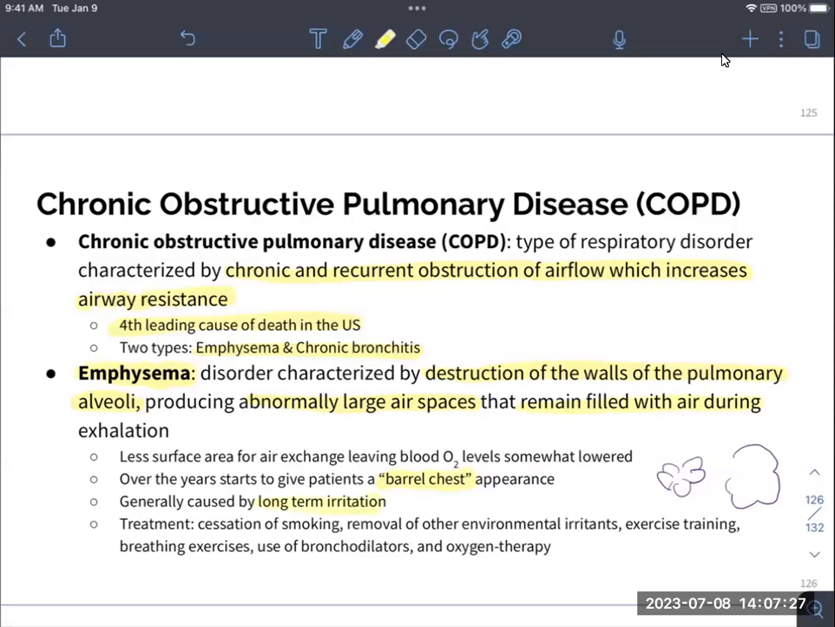Long-term irritations can cause this emphysema. Treatment includes cessation of smoking. You need to remove those irritants. Exercise, breathing exercises, bronchodilators, and different inhalers. Even oxygen therapy can help people with emphysema.